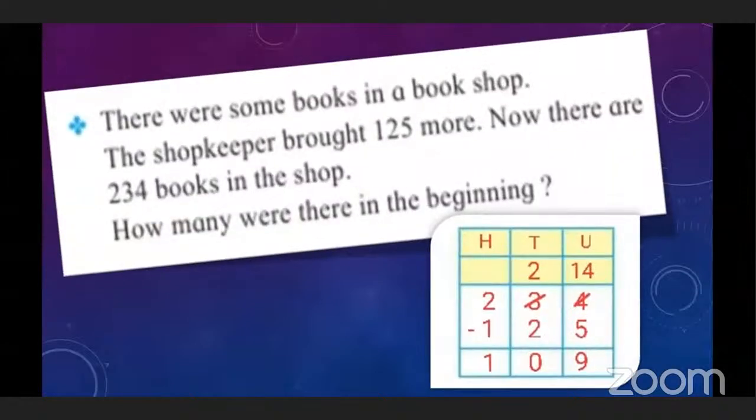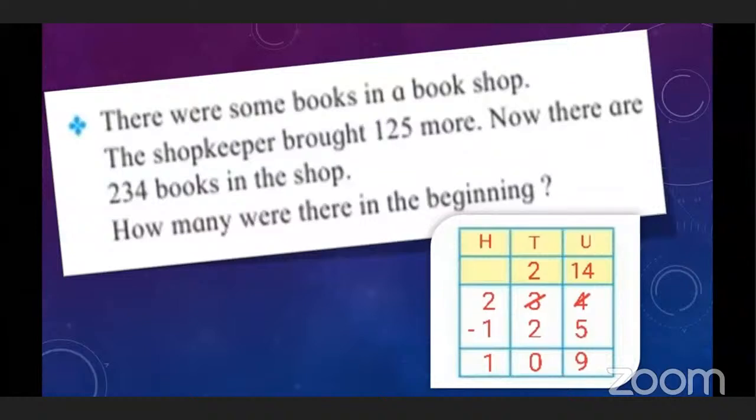This is one of the sums from your maths textbook. There were some books in a bookshop. The shopkeeper brought 125 more. Now there are 234 books in the shop. How many were there in the beginning?